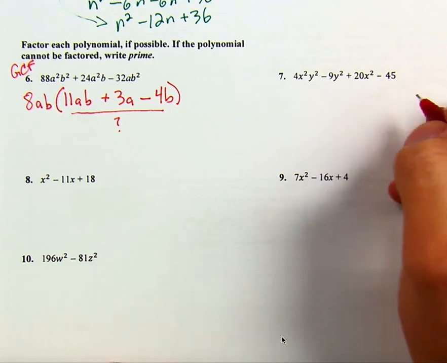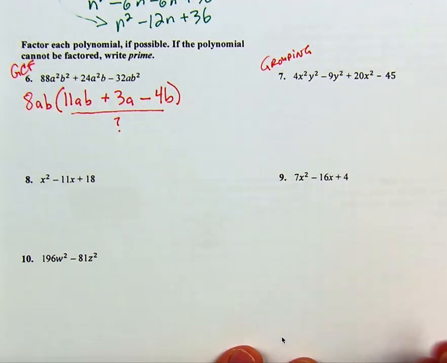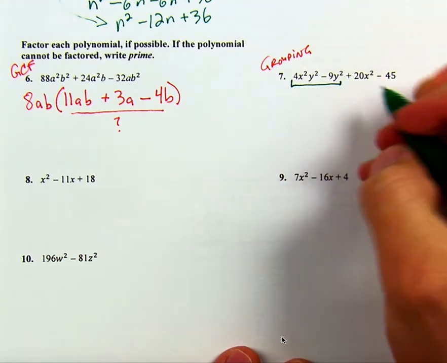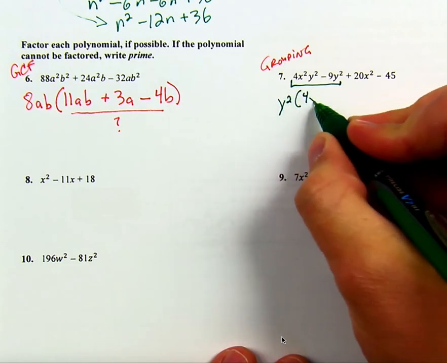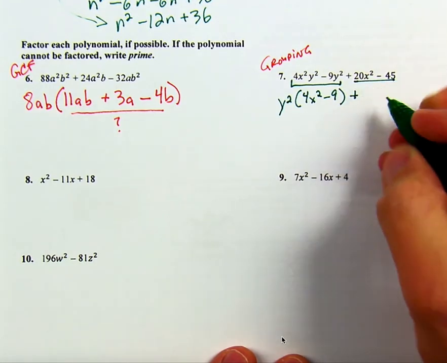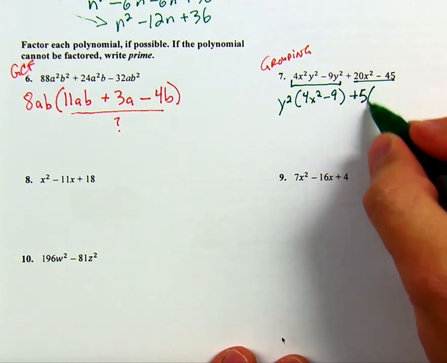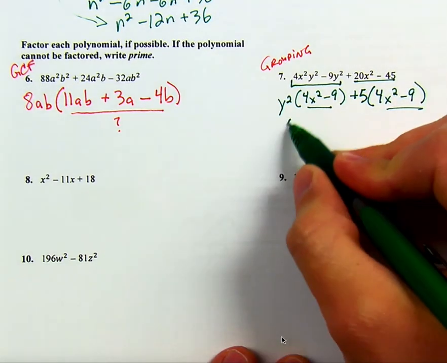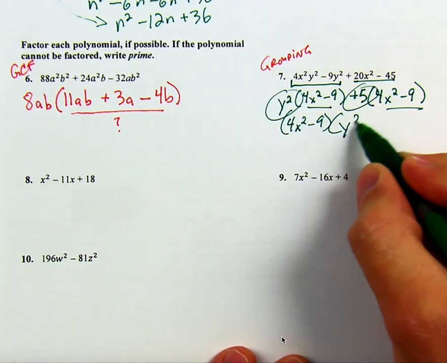On number 7, we're going to do factoring by grouping, because we've got 4 terms, and so I am going to factor out what I can factor out from the first 2, and it looks like on this, I can factor out a y squared. So I'll have 4x squared minus 9. On this one, I'm going to factor out a 5, and that's going to give me 4x squared minus 9. Oh, good. I have a match, 4x squared minus 9. And then y squared plus 5 goes over here.